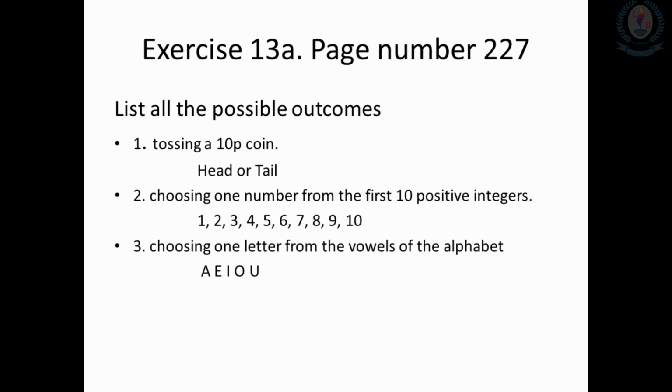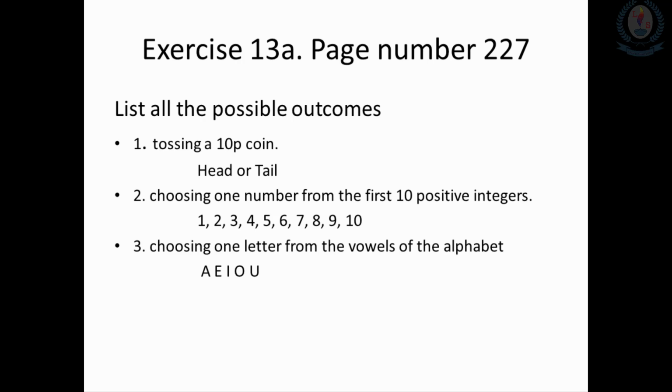Question number 3, choosing one number from the first 10 positive integers. An integer is a whole number. So how many whole numbers are there? 10. Selecting one of these, there are 10 possible outcomes. We can select 1, we can select 2, we can select 3, and so on. From 1 to 10 there are 10 numbers. If you are listing them out, it is 1 to 10.